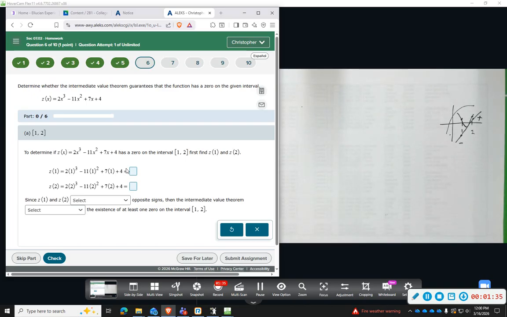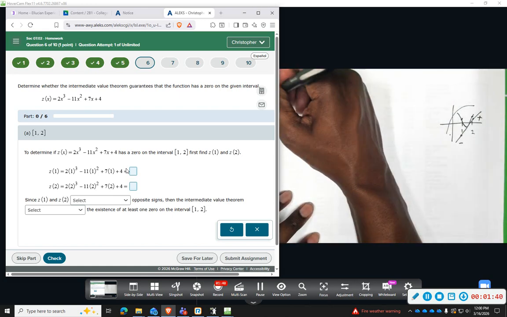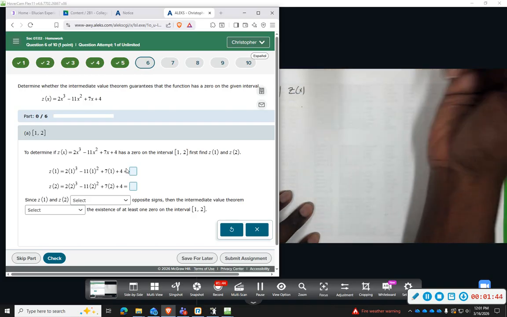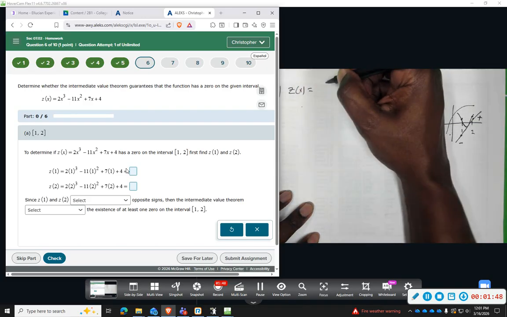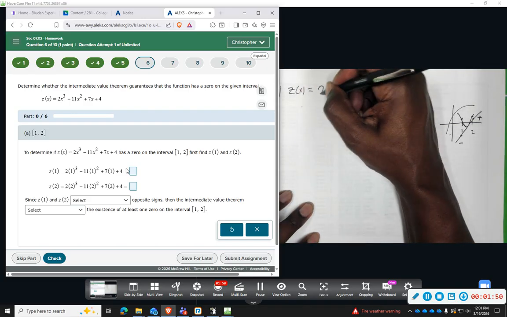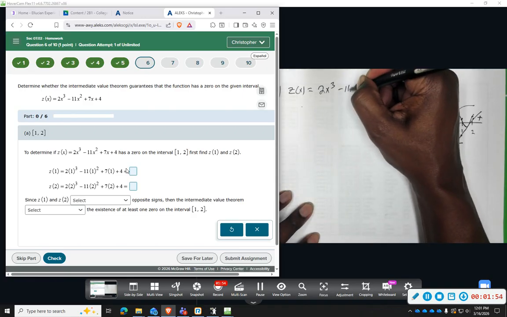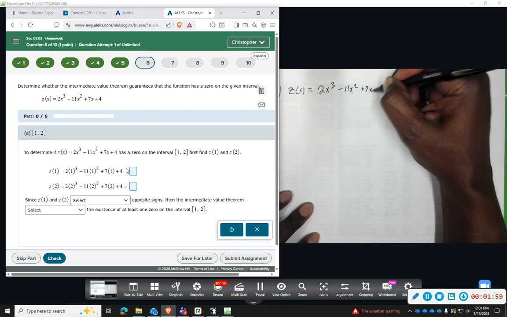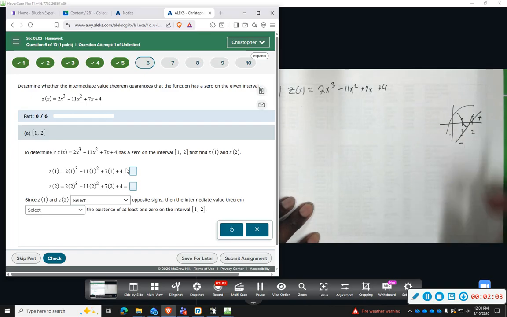So I'm going to again do this with synthetic division. So we have z of x. Okay, they just change the first letter all the time. It doesn't mean anything. It's just a y value. 2x to the third minus 11x squared plus 7x and then plus 4. And I'm going to do synthetic division with the numbers 1 and 2, and we'll see.